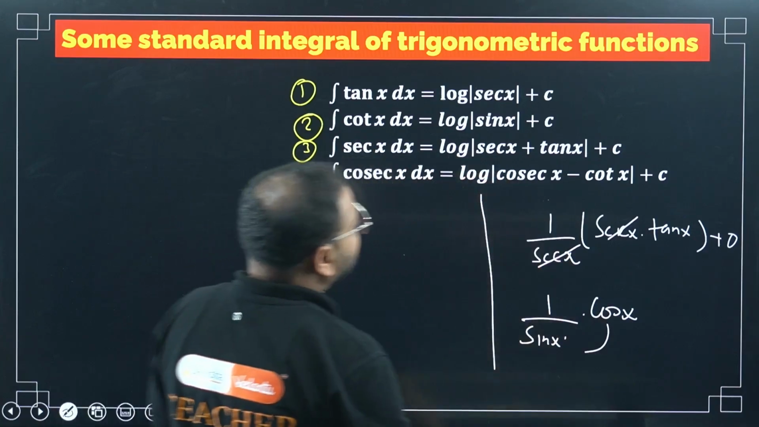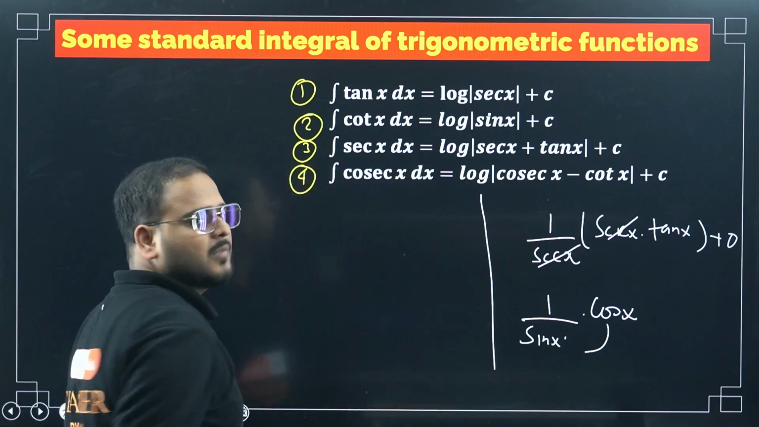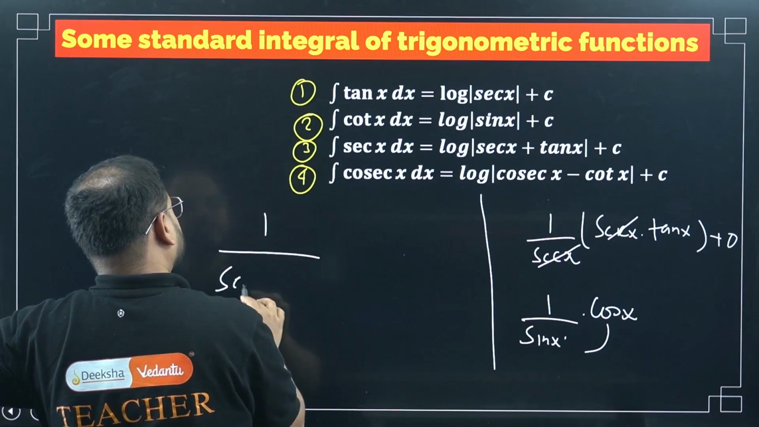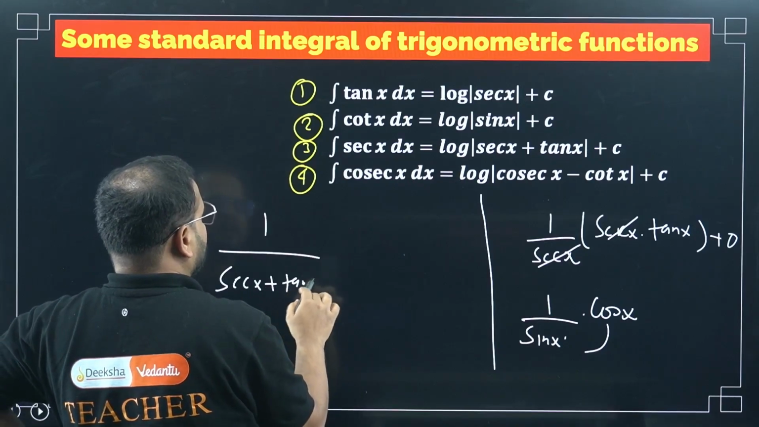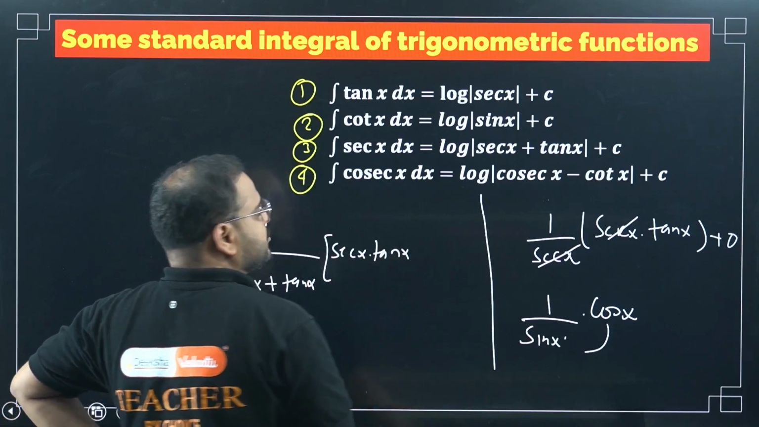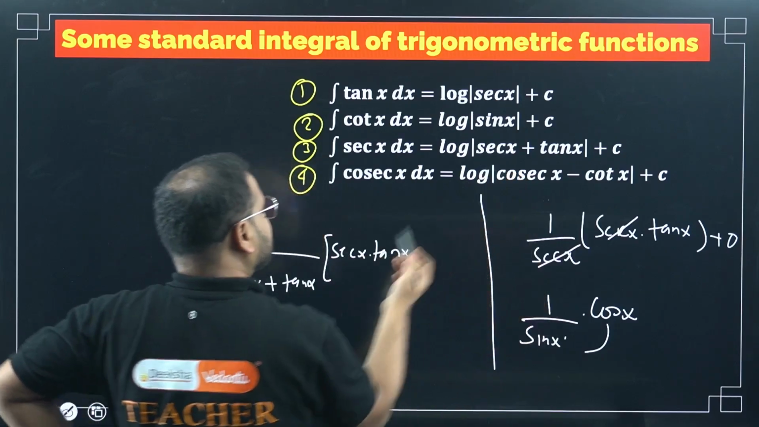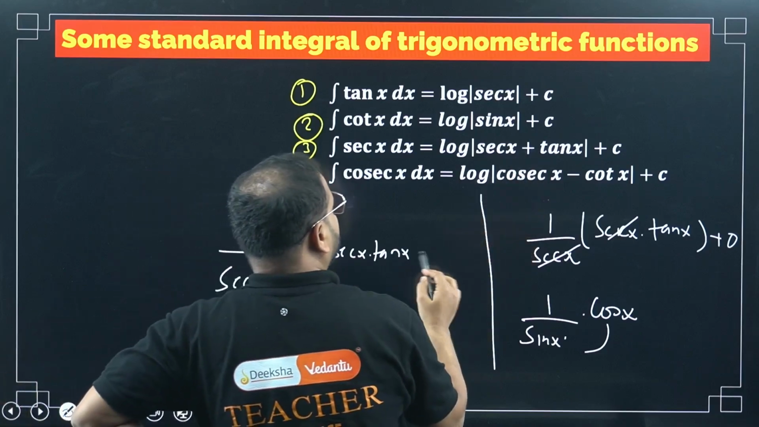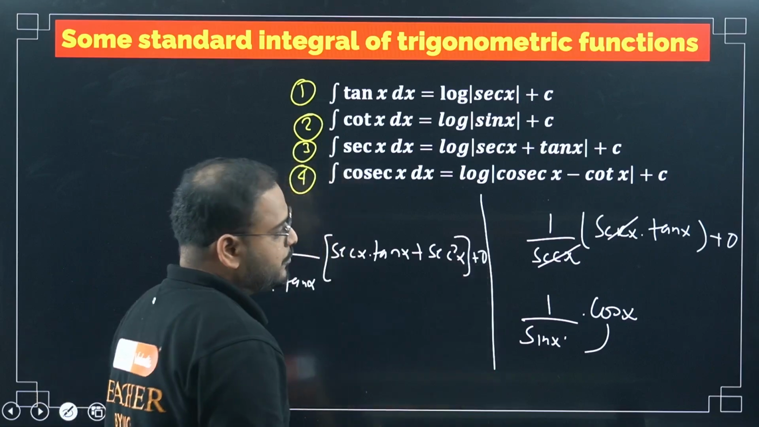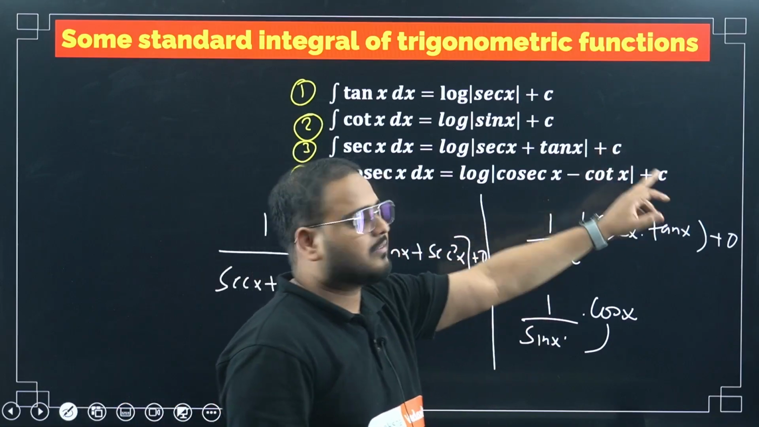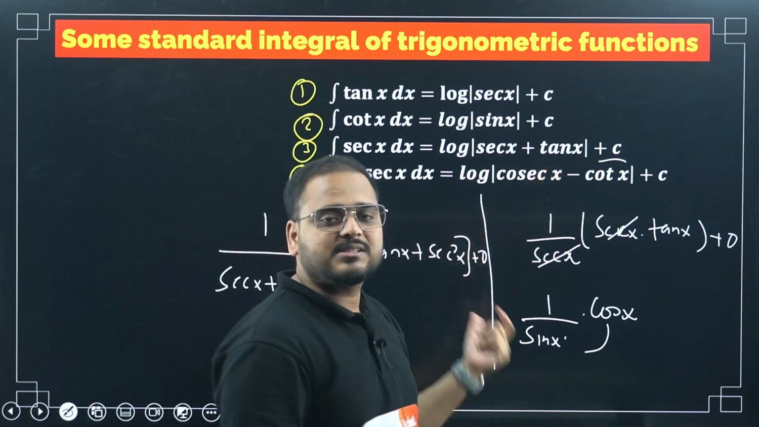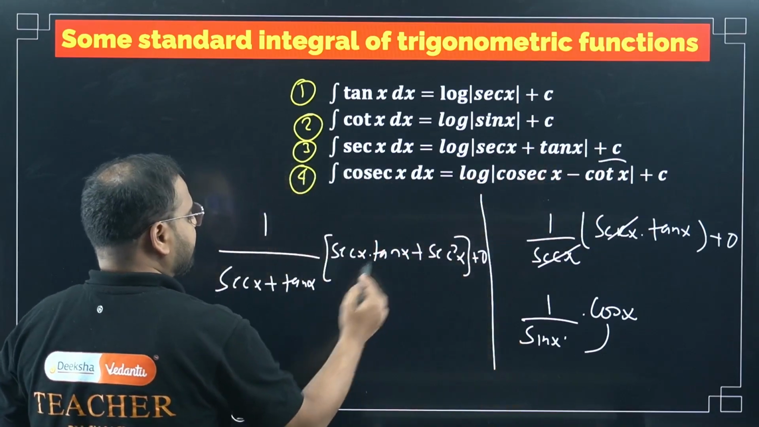Differentiation of log of sec x plus tan x. I'll do the third one also. Let's see the verification of this. What will this be? Simply 1 upon sec x plus tan x, and differentiate this. We are doing the chain rule, right? For sec x it is sec x tan x, and for tan x it is sec square x. For c we have 0. Okay, take sec x common here in the numerator.